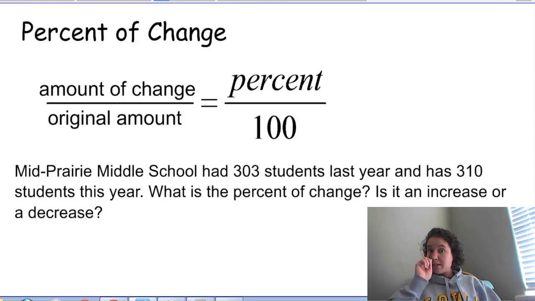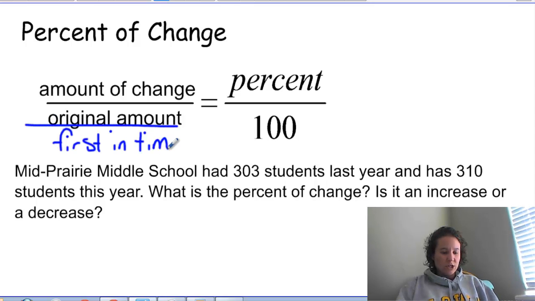So here, when we think about percent of change, our proportion is pretty much the same, but we might want to think about the numbers a little bit differently. We're going to put the amount of the change, which you will most likely have to find, over the original amount. Original means first in time. So you have to think about which amount came first, and that will be our original amount. And then we still have percent over 100 because percent means out of 100.